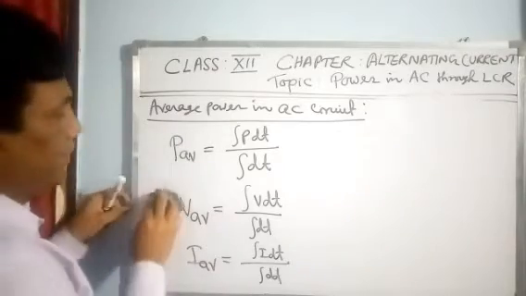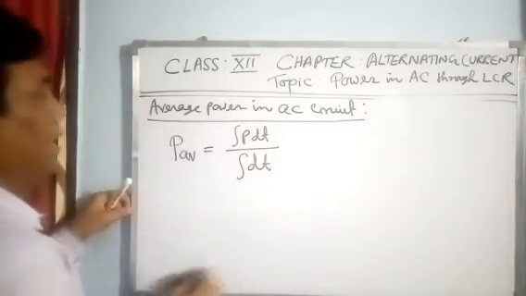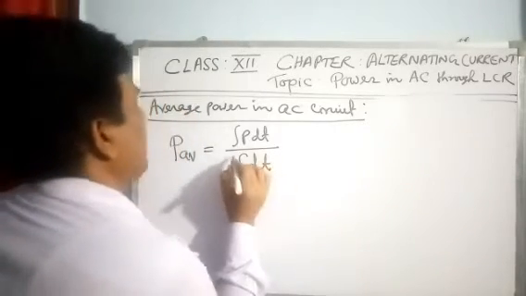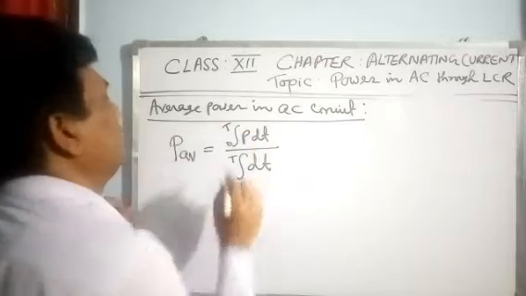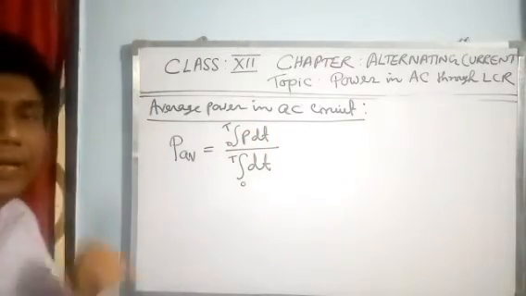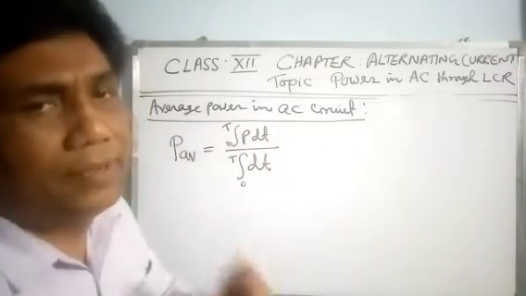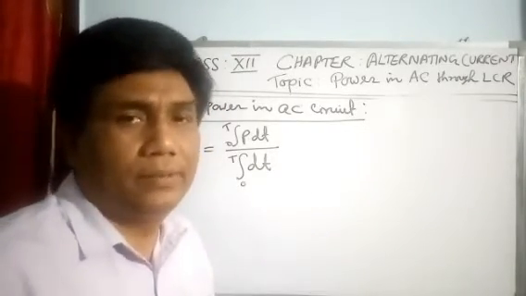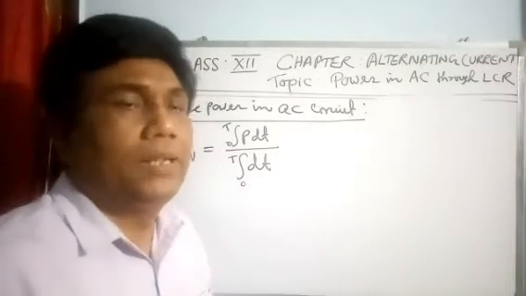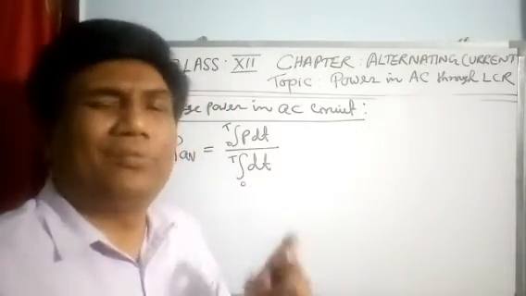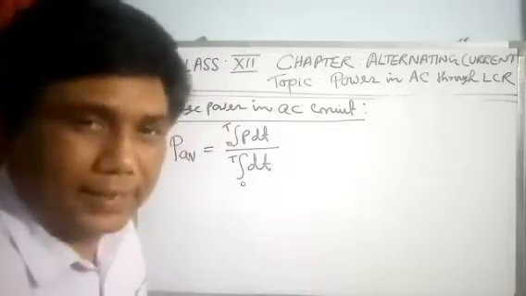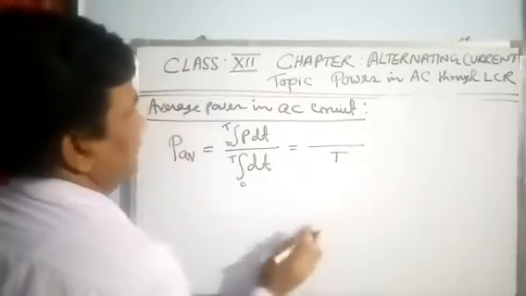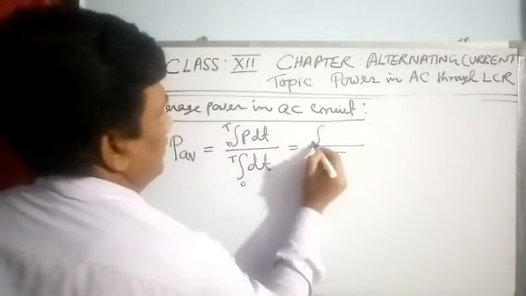So what is the average power? Average power is the integration of P dt upon the integration of dt. We are calculating the power for one complete cycle, or for a very long time, which means several cycles. If the average power in one cycle is 2 watt, then in 2 cycles also it will be 2 watt only. For a complete cycle it remains the same, so for one cycle or for a long time it will remain the same. Now we see the integration of dt is t, from 0 to T.